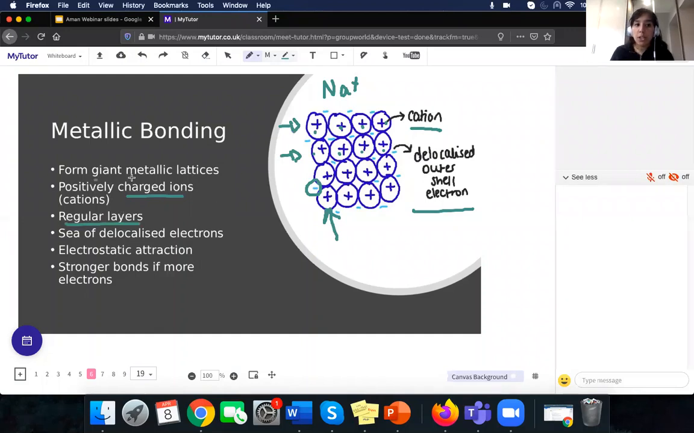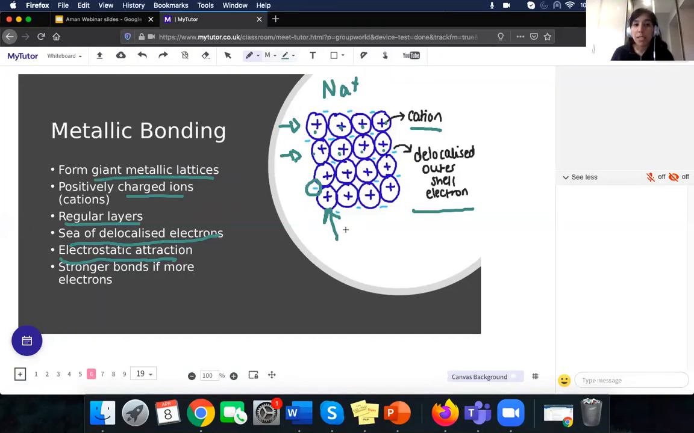It forms a giant metallic lattice, and that's really important because often in exam questions they ask you what type of structure it is. So remember, we can form giant ionic structures, we can form giant covalent structures, we can form simple molecules, and we can form giant metallic lattices. So for metals, it's a giant metallic lattice. We've got this sea of delocalized electrons. And then the other important thing is that we have this electrostatic attraction. And electrostatic attraction is the attractive forces between the cations and the electrons.